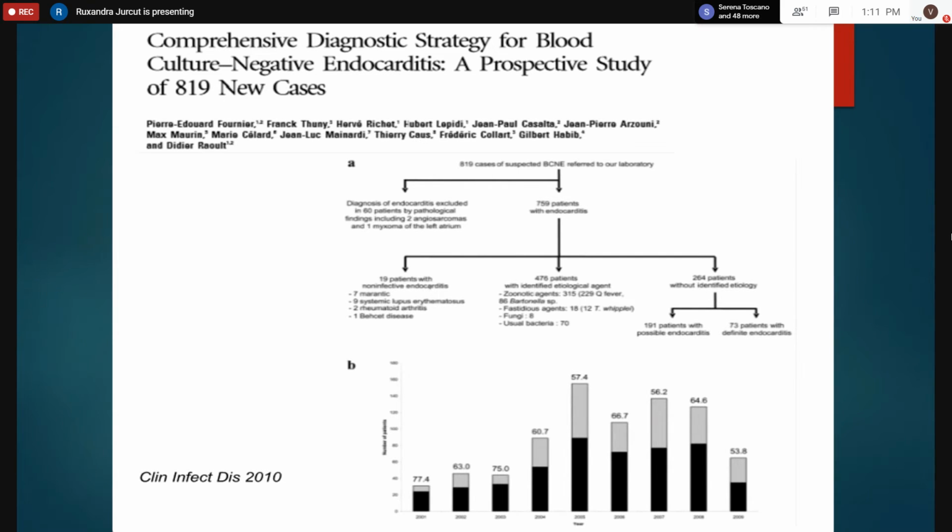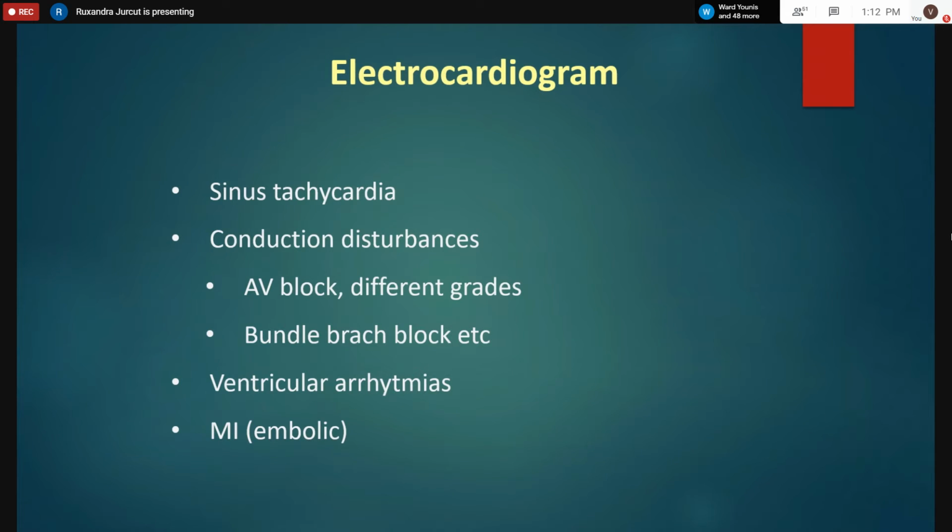So again, the message is, if the hemocultures are negative, don't just say, okay, it's a negative hemocultures endocarditis, but really make sure that the tests were as thorough as possible.